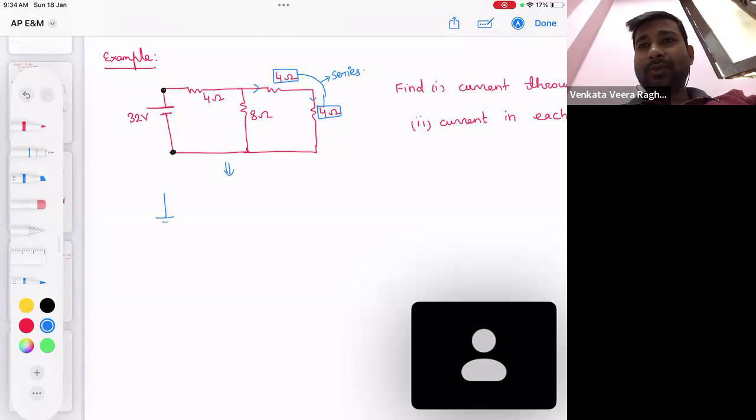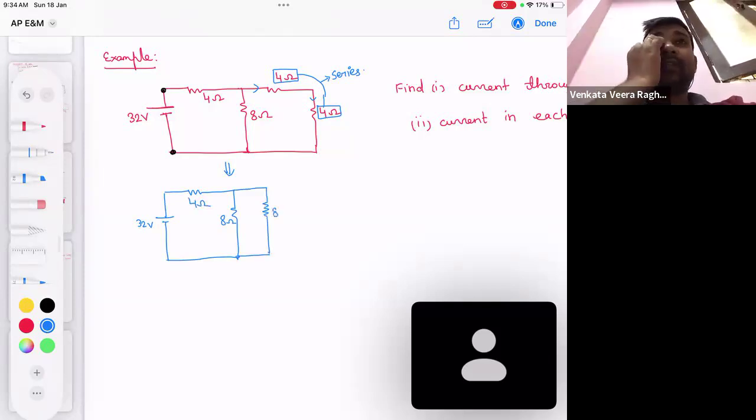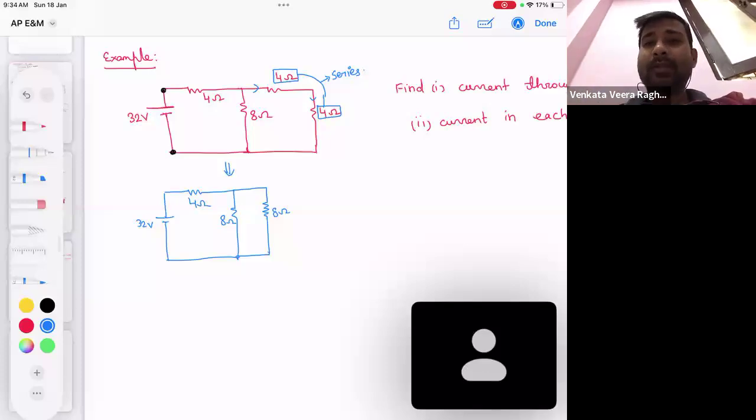So if you simplify this circuit, this is 32 volt, this is 4 ohm, this is 8 ohm. This 8 ohm is given to us, this 4 ohm is given, and this 4 and 4 are connected in series. So I can replace it like what? 4 and 4 in series: 4 plus 4 will come to 8 ohm.